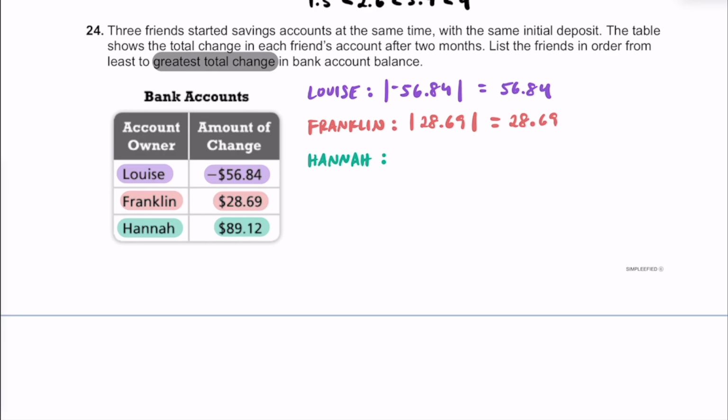Now finally, for Hannah's account, it looks like it changed by $89.12. Just so happens it happened to be in a positive direction as well. So it looks like her account went up, but also it changed the most compared to all three of these.